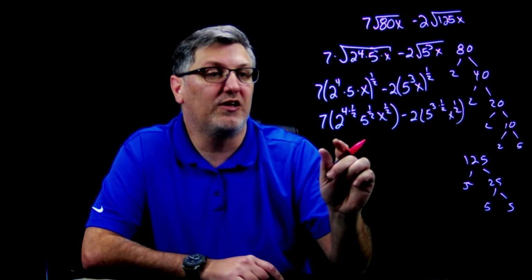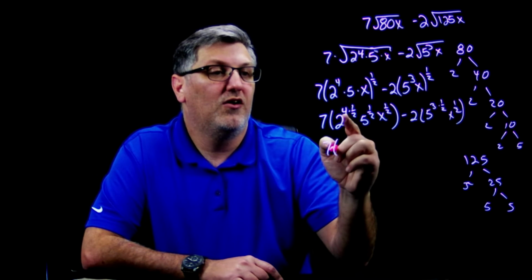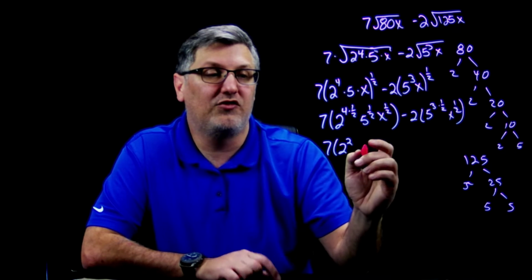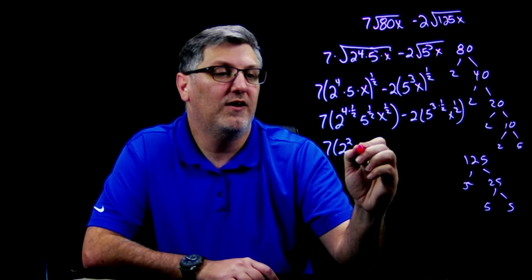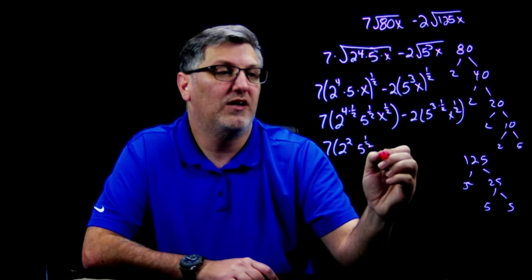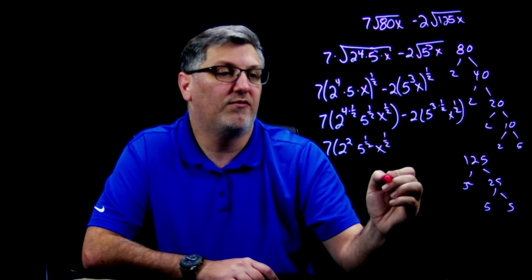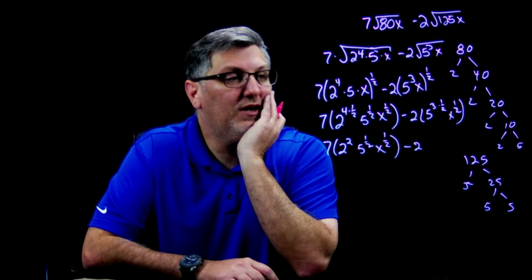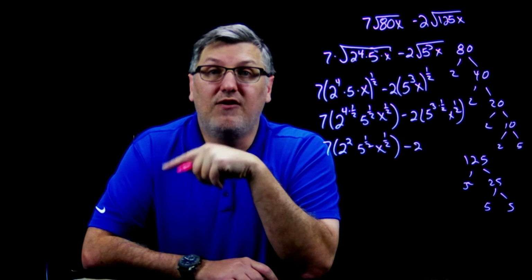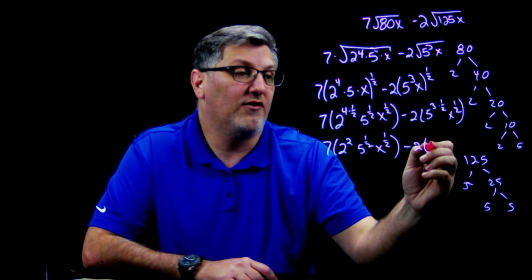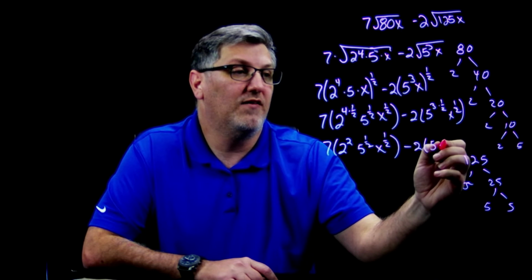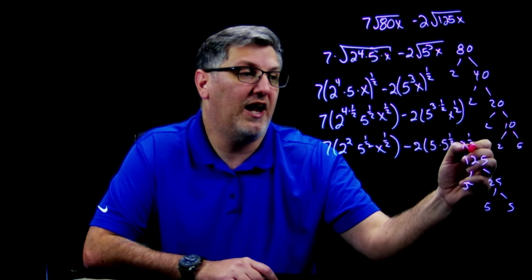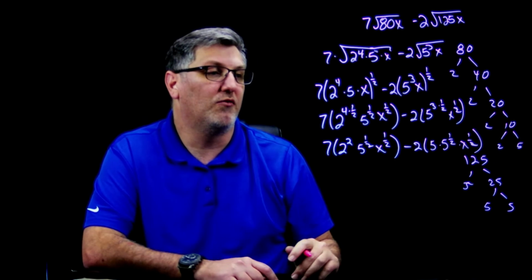Well, now we can really clean this up. So I have 7, 4 times 1/2 is 2, so this is 2 squared. 5 to the 1/2 stays, it doesn't reduce, it doesn't simplify. So that's 5 to the 1/2, and x to the 1/2. Minus, I have my 2, well, 5 to the 3/2, so it's going to be 5, and then a half of 5, times my x to the 1/2. I'm running out of room here, I've got to slide over.